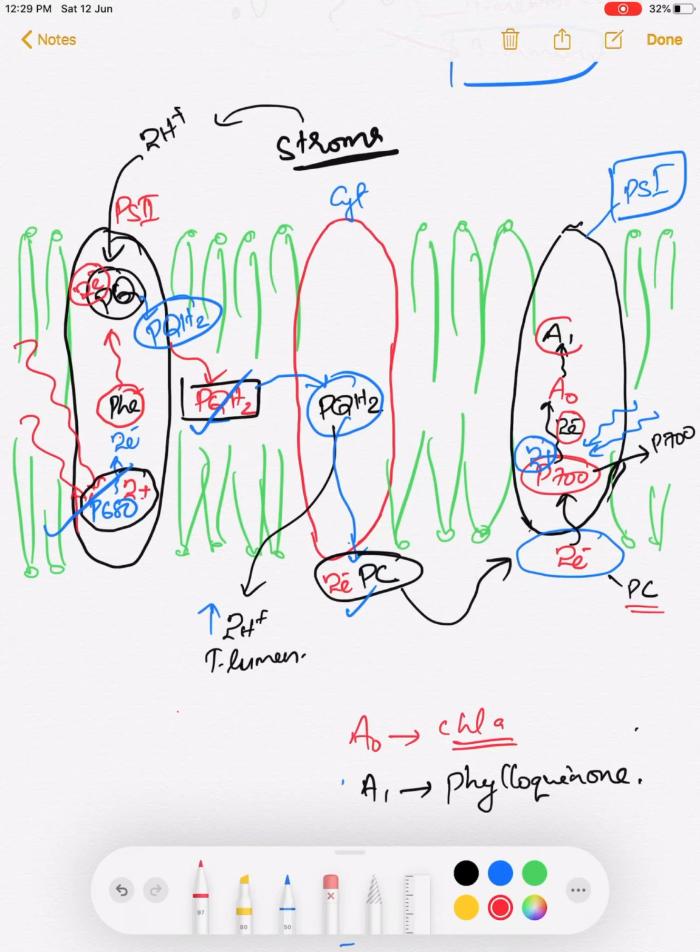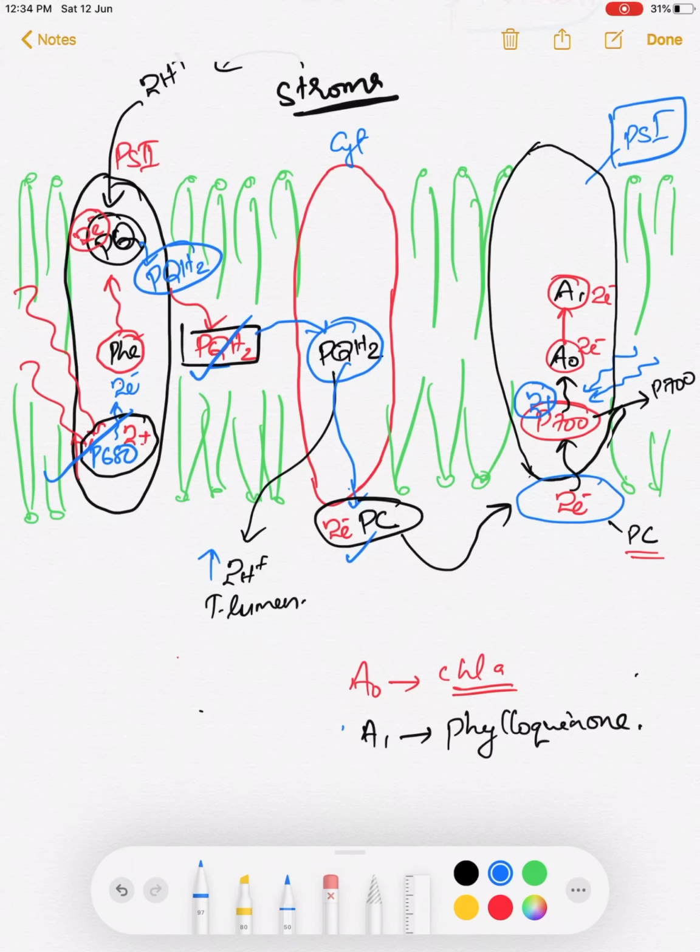Now 2 electrons are passed to A1. Then these electrons are passed through iron sulfur clusters. There are 3 iron sulfur clusters. The first one is Fx, the second one is Fa, and the third is Fb. Remember, these 3 are iron sulfur clusters.